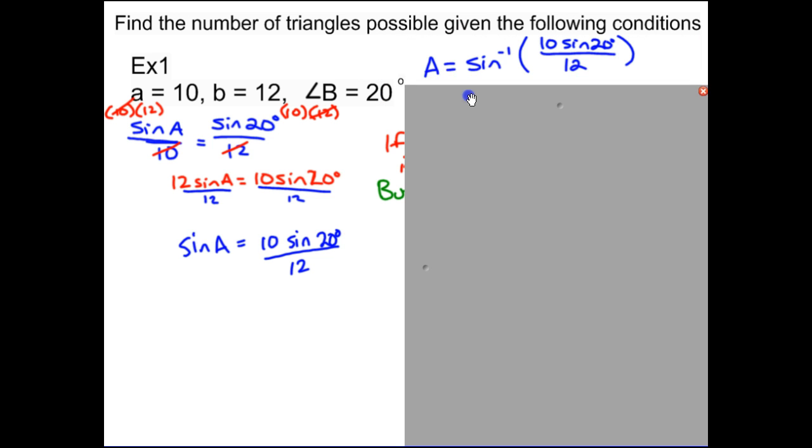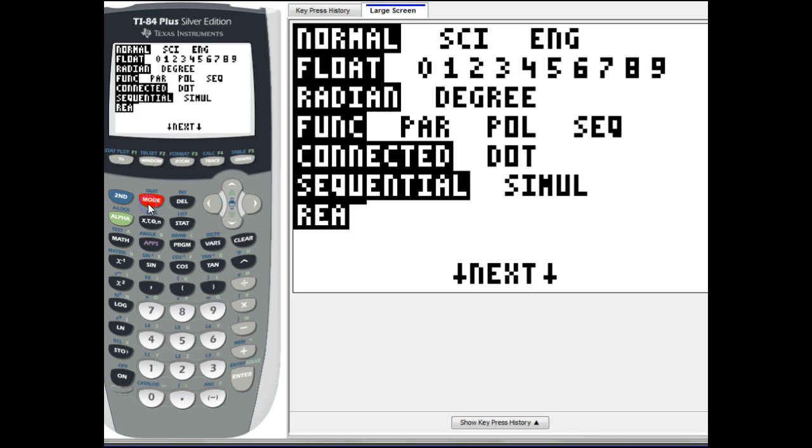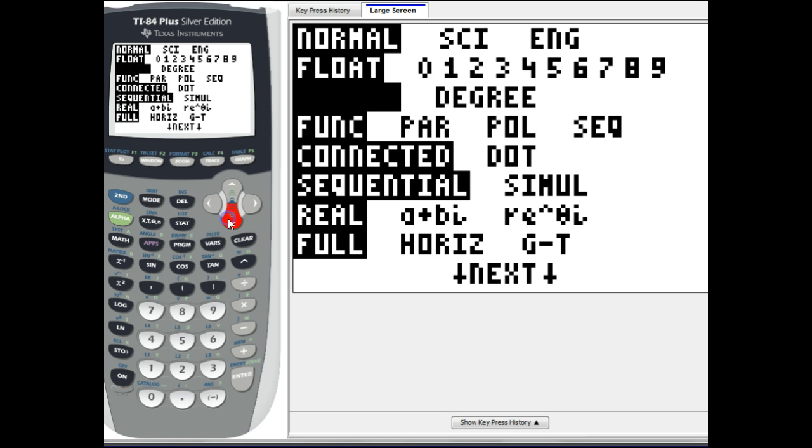So I'm going to go to my calculator. I'm going to do the inverse sine. I want to get rid of the sine function of this ratio here. I'll model that one time on this video. Okay, so in our calculator, we check our mode. It's got to be in degree mode.